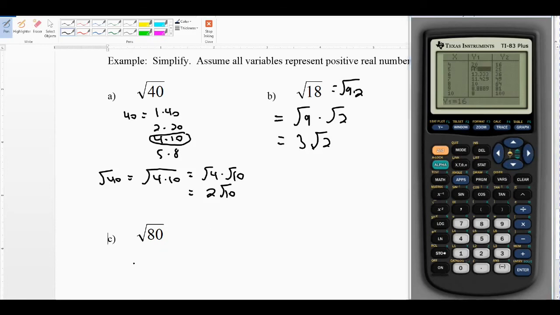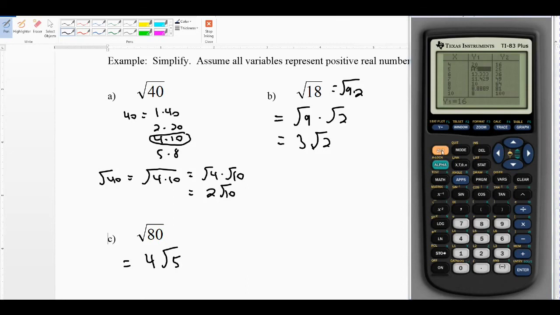Now watch this, not using anything but the calculator. We have 5 times 16. 16 is a perfect squared number that we want to use. And over here it is. And what number squared is 16? 4 is. So that means the 16 comes out as a 4. And then this 5 remains underneath.